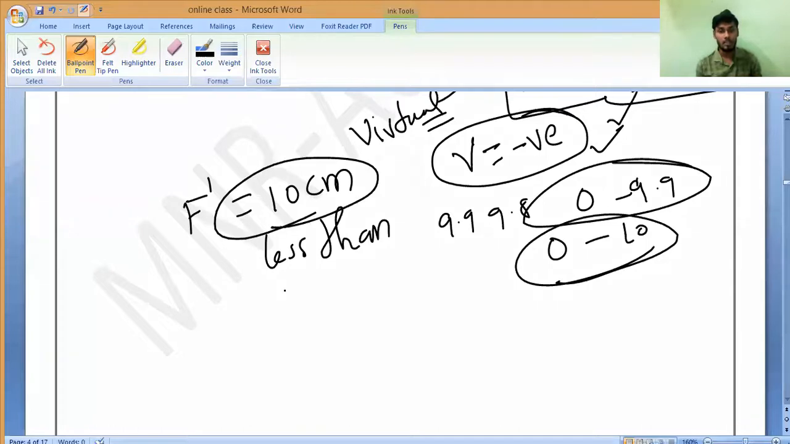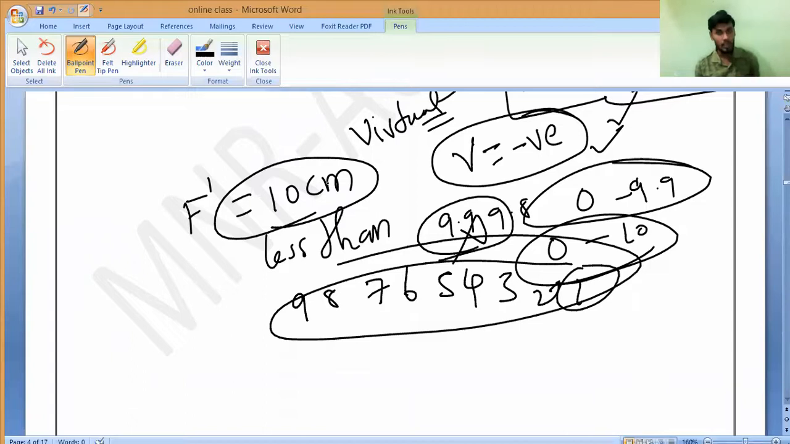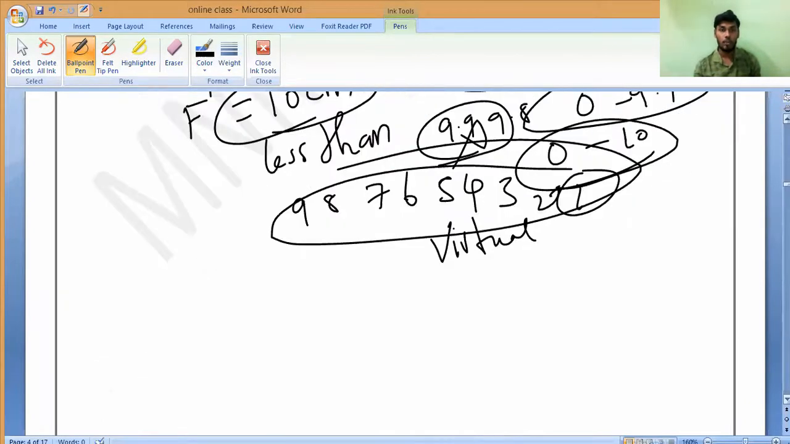Less than 10 means it is like 9, 8; they won't usually give decimals. 9, 8, 7, 6, 5, 4, 3, 2, 1. These distances are called less than the focal length. So in this case, definitely it will form a virtual image. Do you understand it? That is what you should remember. Will all of you be able to remember or not?